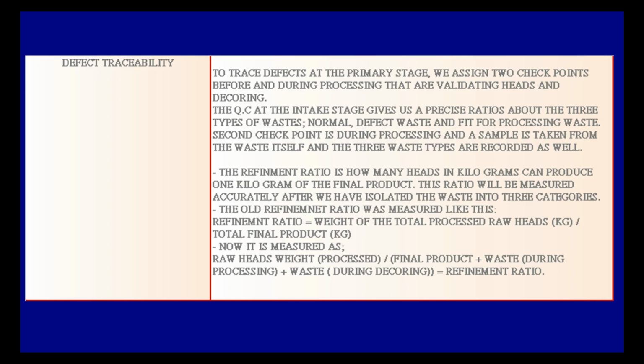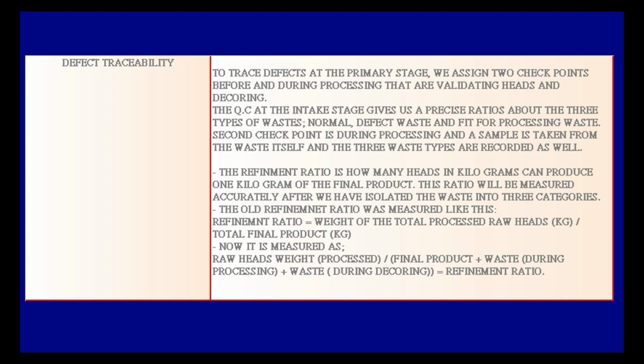Defect traceability. To trace defects at the primary stage, we assign 2 checkpoints before and during processing that validate heads and deckering. The QC at the intake stage gives us precise ratios about the 3 types of wastes: normal, defect waste and fit for processing waste. The second checkpoint is during processing, and a sample is taken from the waste itself and the 3 waste types are recorded as well. The refinement ratio is how many kilograms of heads produce 1 kilogram of the final product.